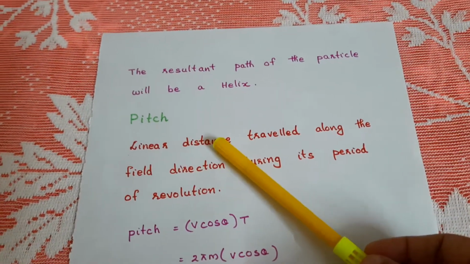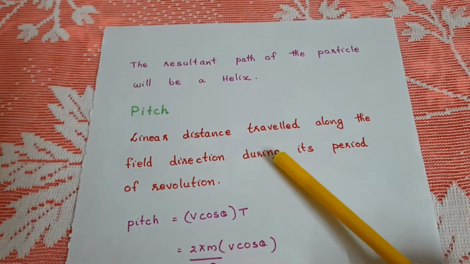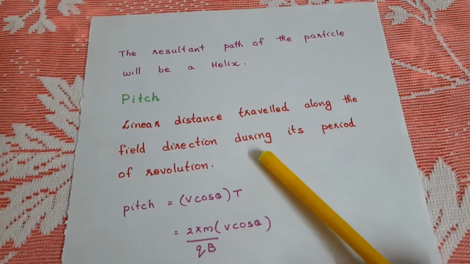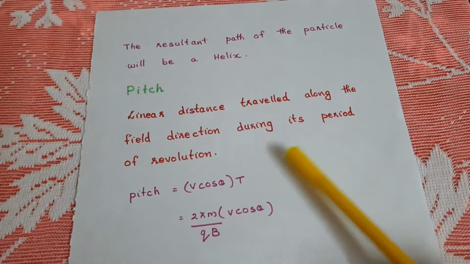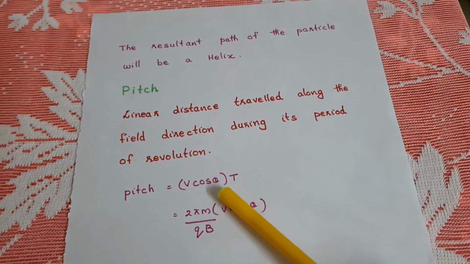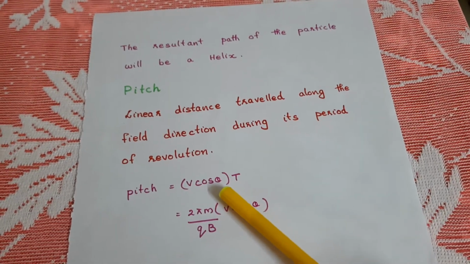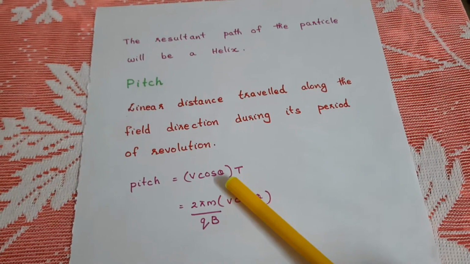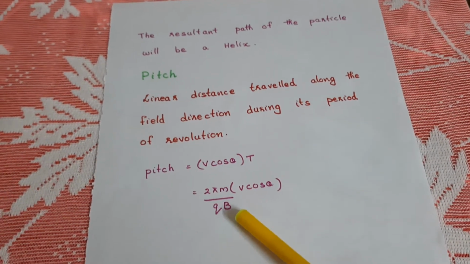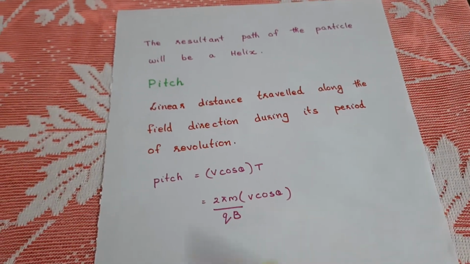The pitch of the helical path, that is the linear distance travelled by the particle along the field direction during one period of revolution, is equal to the component of velocity in the field direction, that is v cos theta, into time period. That is equal to 2 pi m by qB times v cos theta.